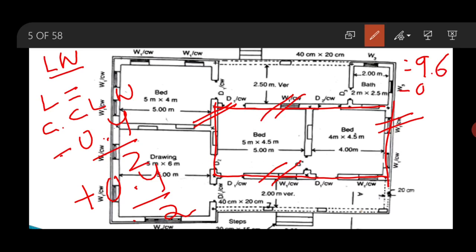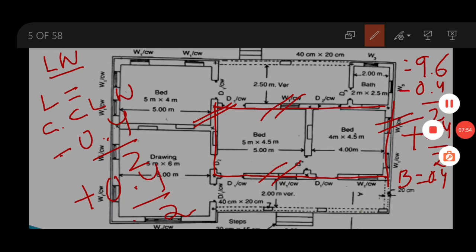So from 9.6 we have to subtract half of the width of the DPC, that is 0.4 by 2, and add half of the width of the DPC. Clear? So this is about the length calculation of long wall. And here breadth is also equal to 0.4, as this wall is of 30 centimeter width. Clear?